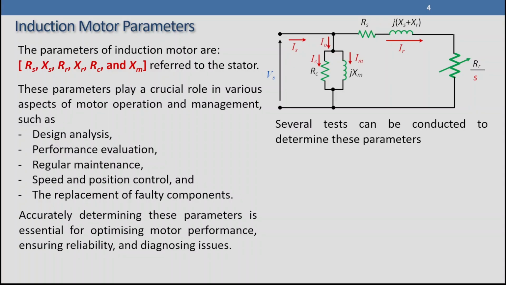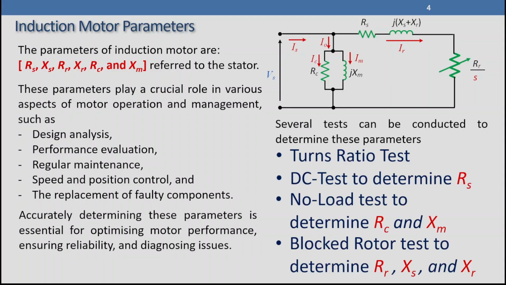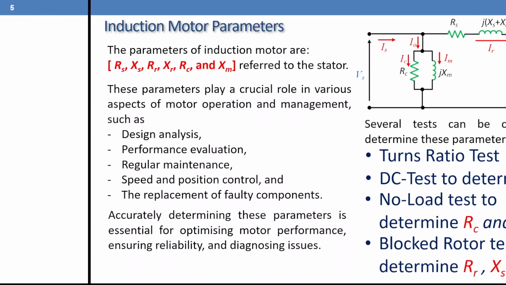So what are the tests you can use to determine these parameters? We have Turner's ratio test to determine the Turner's ratio between a stator and rotor winding, DC test to determine the stator resistance, and we can use this test as well to determine the rotor resistance for a slip ring induction motor. No-load test is used to determine R core and XM, and blocked rotor test is used to determine R rotor, X stator, and X rotor leakage values. So let's start these tests.